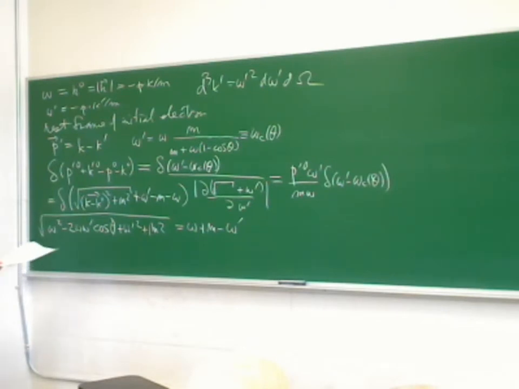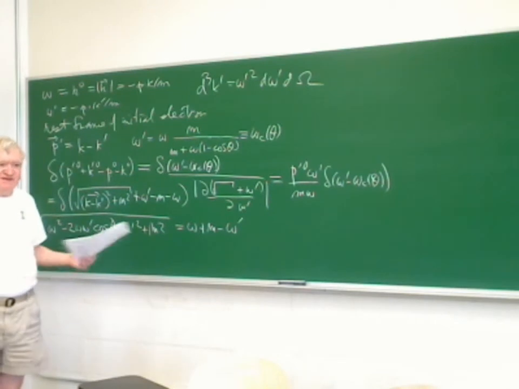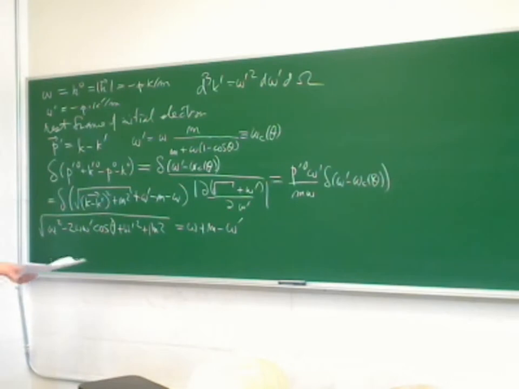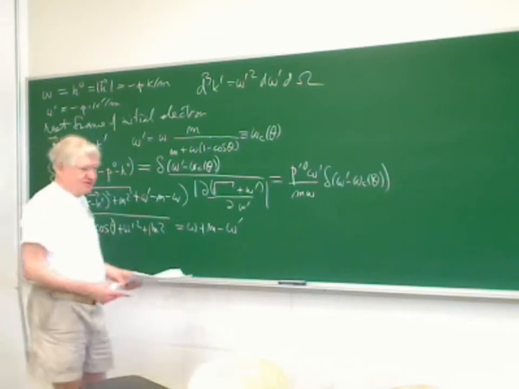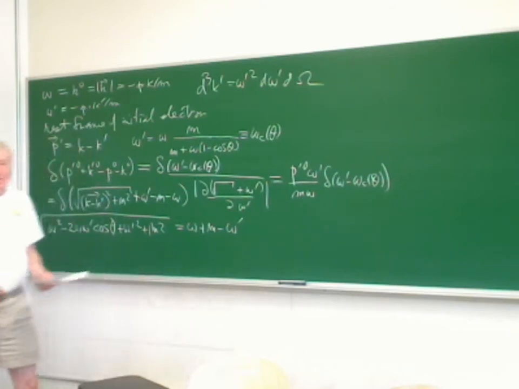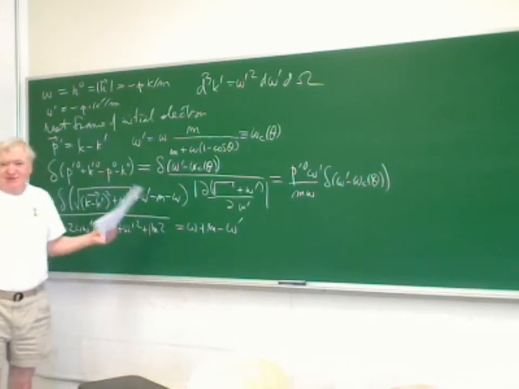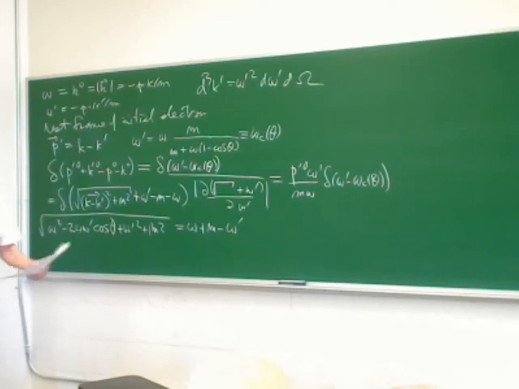Also, it means that if you screw up with an h bar or a c, it doesn't matter because they're all 1. Whereas if you are doing a real calculation in normal units and you're off by an h bar, well, you're not even close. I mean, you're off typically by a factor of 10 to the 20th. So that's something you want to avoid.